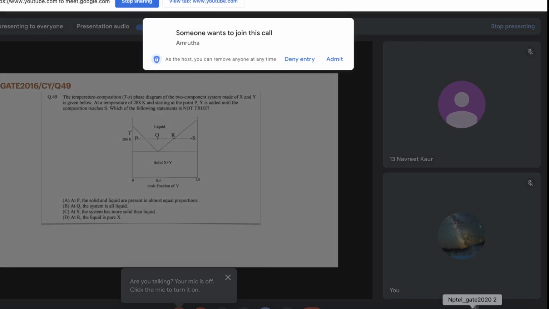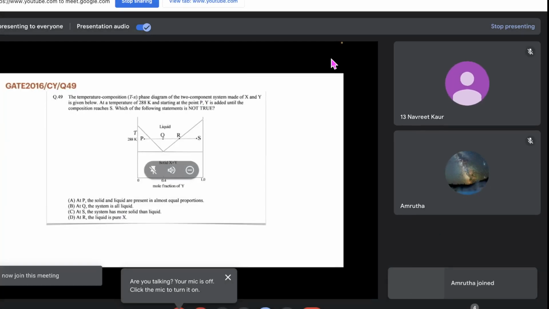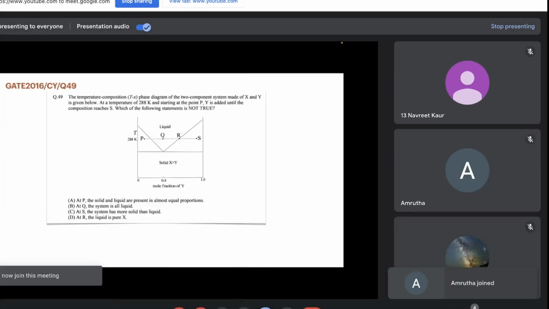In this video, I will be solving GATE 2016 Chemistry question number 49. This question states that the temperature composition phase diagram of the two component system made of X and Y is given below. At a temperature of 288 Kelvin and starting at a point P, Y is added until the composition reaches S. Which of the following statements is not true?